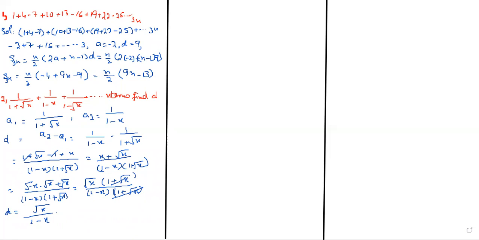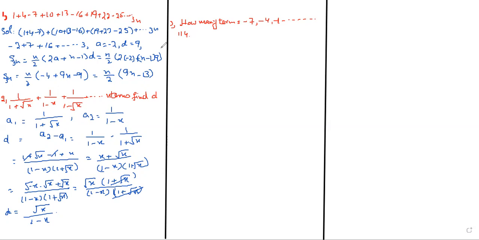Right. And the next question is, how many terms, it means we have to find the value of n, of minus 7, minus 4, minus 1, and so on up till 114. Okay, 114.